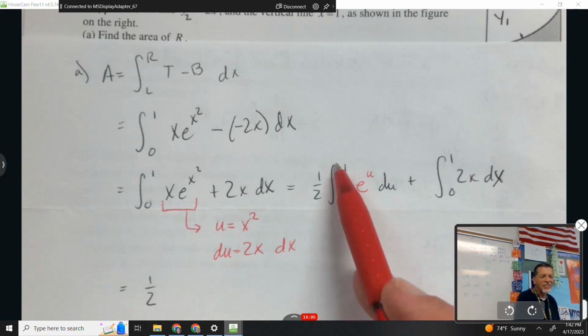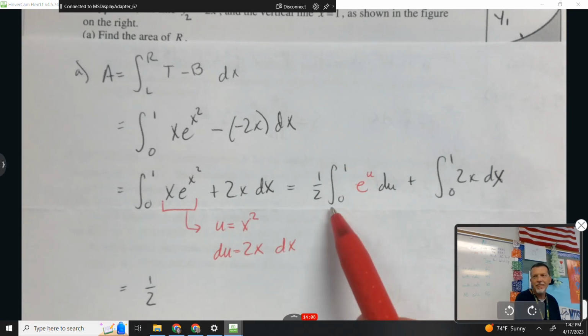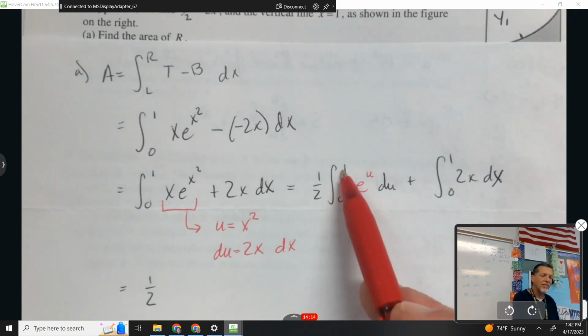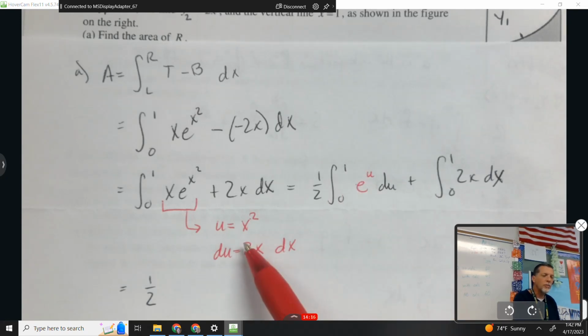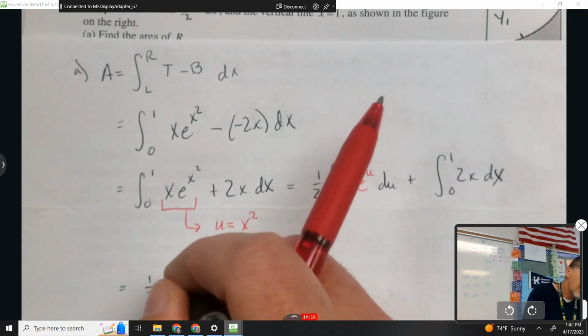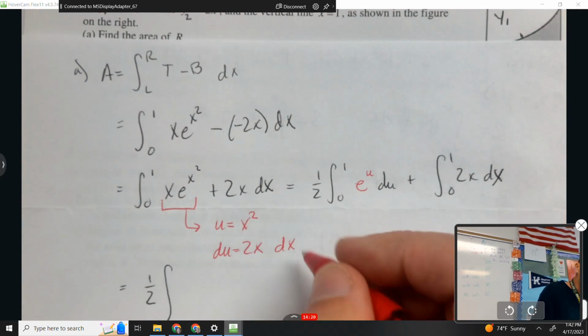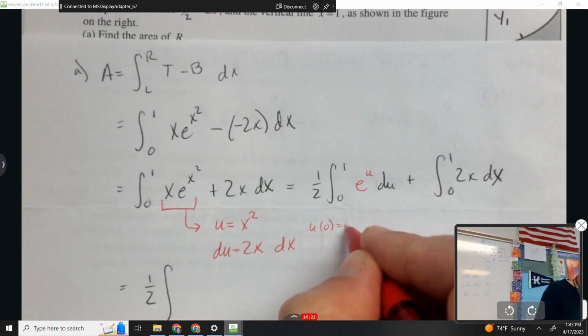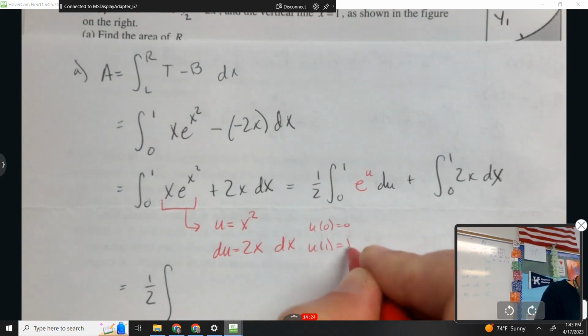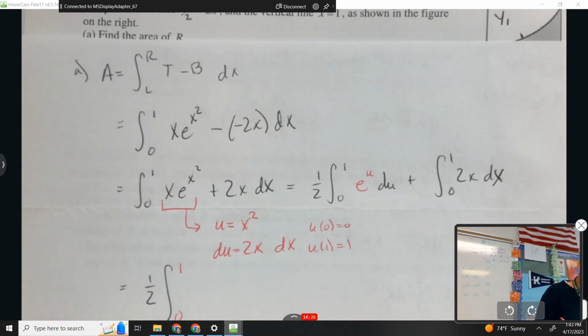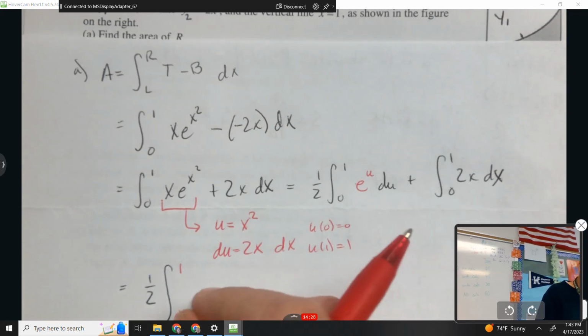The limits. We didn't change the limits to u limits. They were super kind on this one. Those are my x limits. If I change them to u limits, oh, they're the same thing. Okay. So we'll officially change them to u limits, but it didn't really matter.